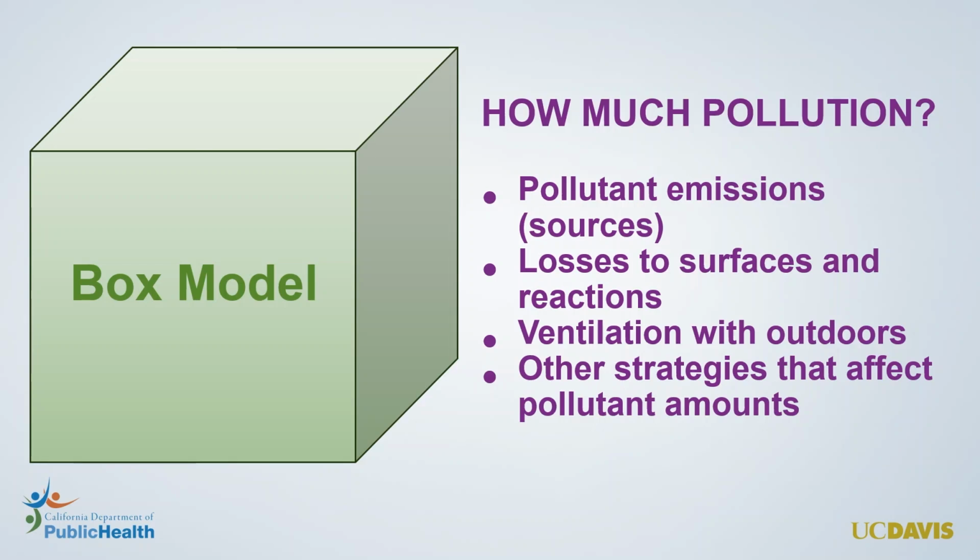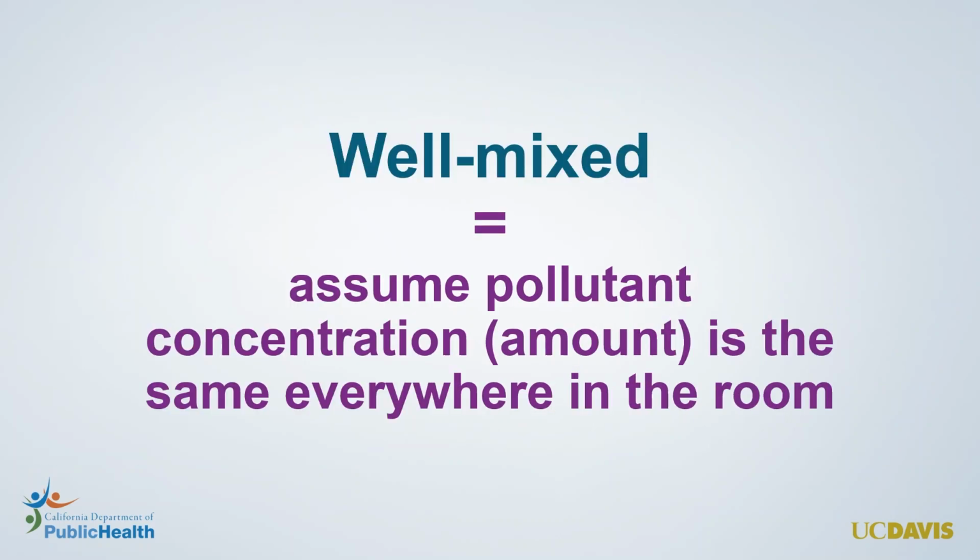In a box model, we pretend that the room or building is one big box, and we account for all the sources of a pollutant and all the things that can happen to it in the room and estimate what the concentration would be. A key assumption in a box model is that the air in the box, aka the room, is well mixed. By well mixed, we mean that the concentration of the pollutant is the same everywhere in the room. It does not matter if the pollutant source is in one corner. We assume that the air currents rapidly mix the pollutant throughout the room. In most rooms, the well-mixed assumption is reasonable.